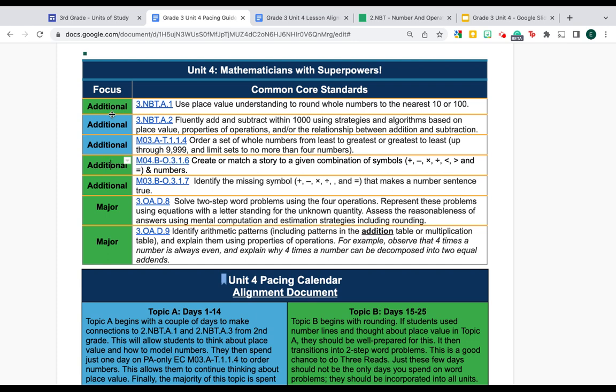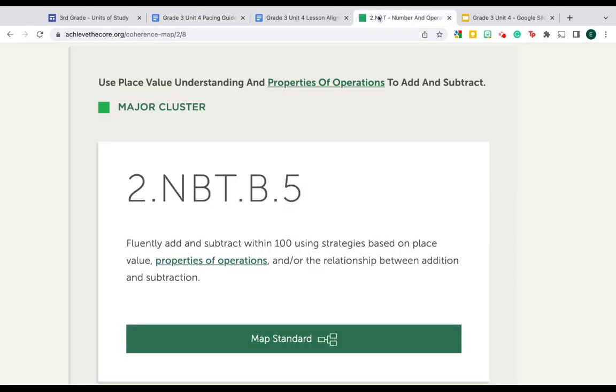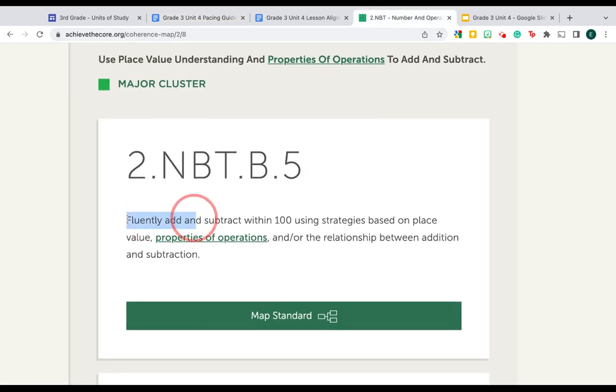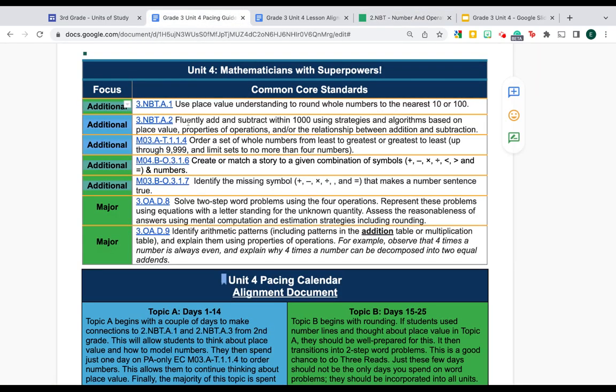And the reason for that is because although all of these standards are additional in third grade, they are based on standards that were major in second grade. And as we know, our students have some unfinished learning right now, especially as a result of COVID. We recognize that this is an area that you will need to support. So, for example, if we look back at second grade, fluently adding and subtracting within 100 in second grade was major work. So we recognize that you might need to build on that a little bit more before you get into third grade, where it's just considered to be additional.